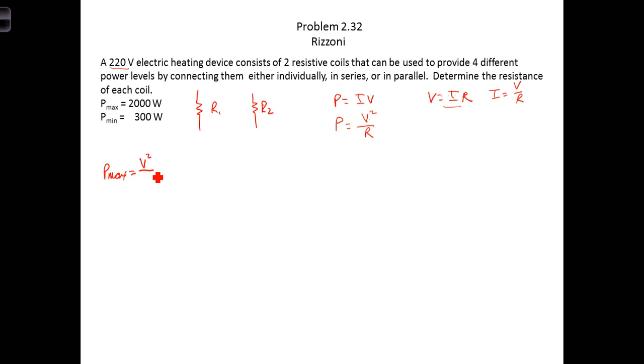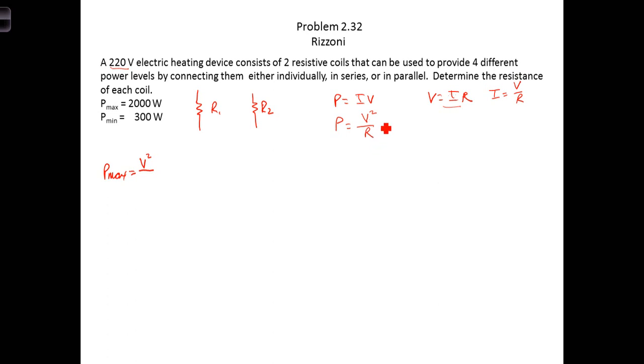Now in this form we see that power is inversely proportional to R. What that means is that the larger R is, the smaller the power will be. Or conversely, the smaller R is, the greater the power will be. So we'll have a maximum power when we have the smallest possible resistance in the circuit.